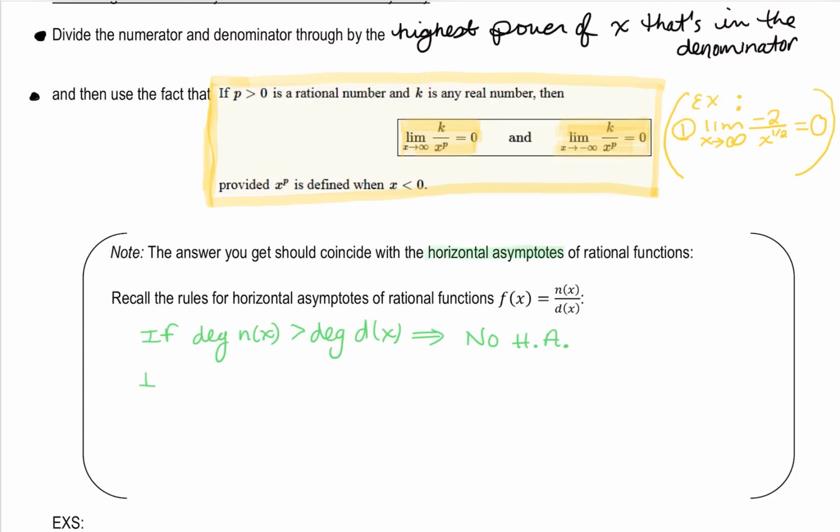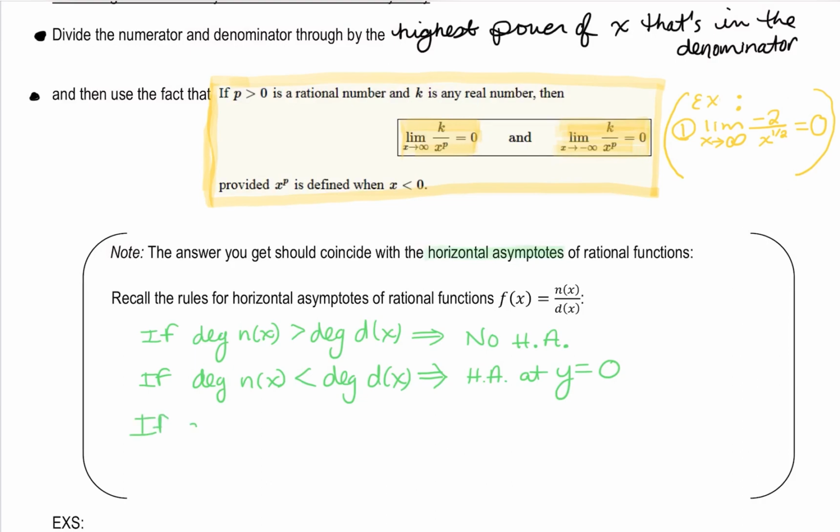If the degree of your numerator is less than the degree of your denominator, the most basic example here would be like the function 1 over x. That has a horizontal asymptote at y equals 0. So that has your horizontal asymptote at y equals 0.